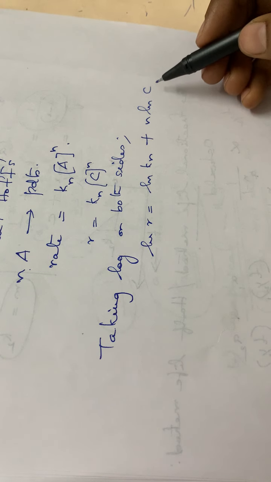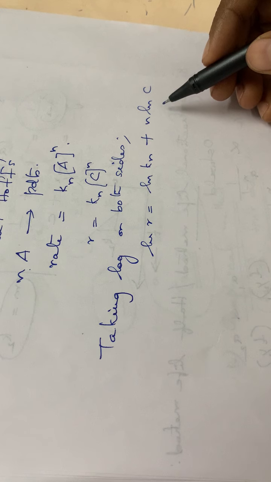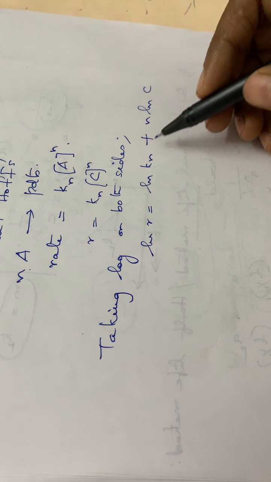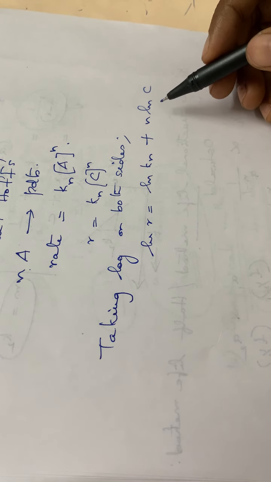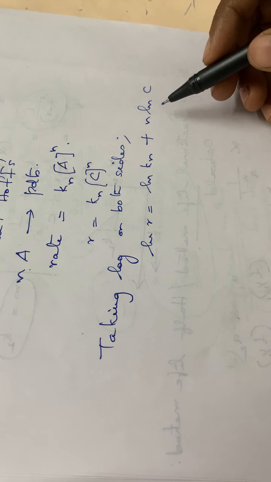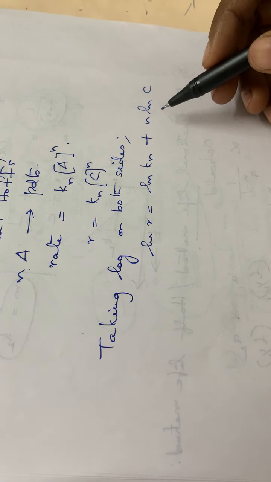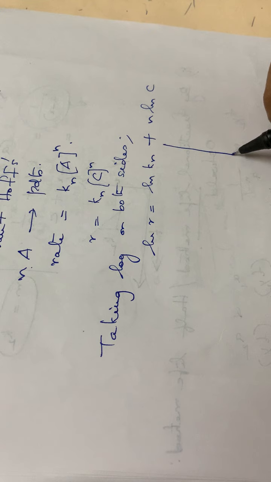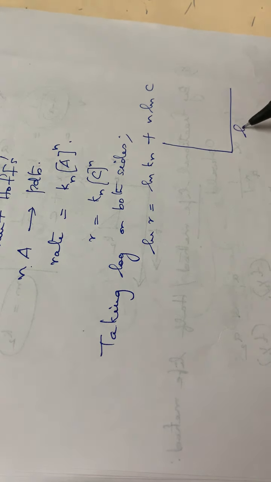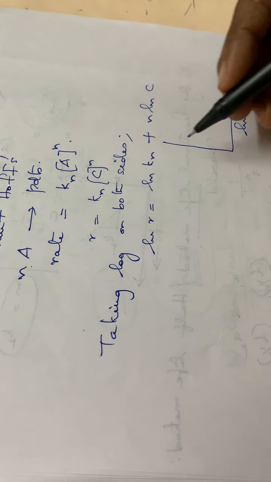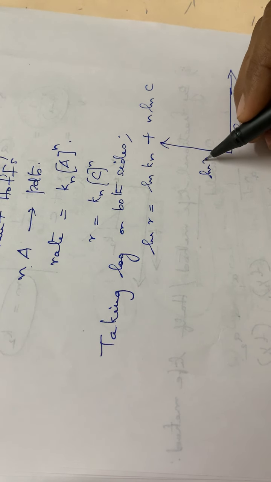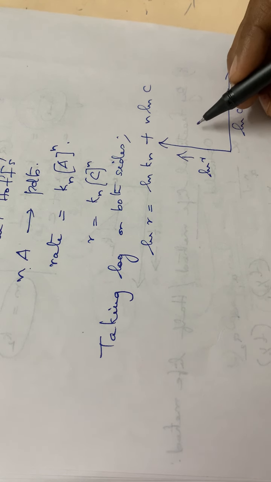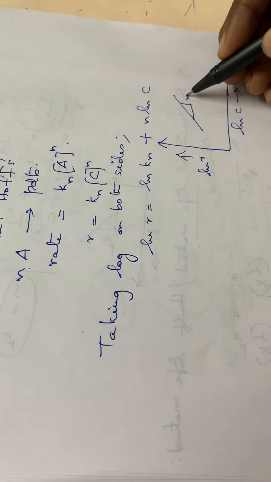So see, this is also an equation for a straight line, isn't it? Suppose we are plotting a graph, this is an equation for a straight line in the form of y is equal to mx plus c. So here ln C is along the x-axis and ln R along the y-axis. The slope will be a positive slope, and the slope will be equal to n.